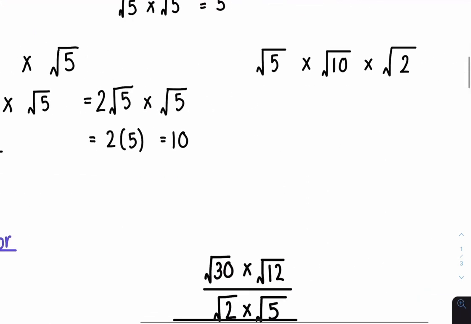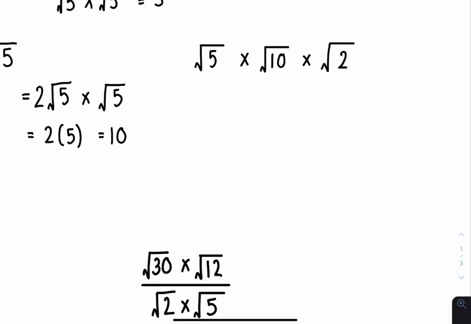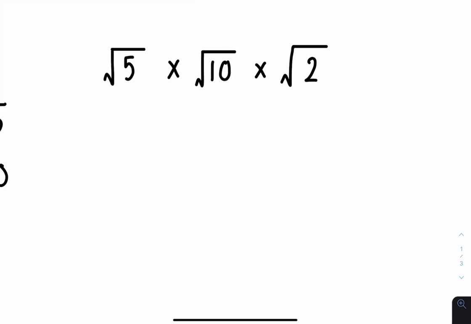Let's go to the last example. So I'm going to combine these together. So this is root 5 times root 10 times root 2. So all I want to do is put it under one root and just multiply all the insides together. So 5 times 10 gives you 50, times 2 gives you 100. And again, by coincidence, this is a perfect square because root 100 is just 10. And again, that's your final answer.